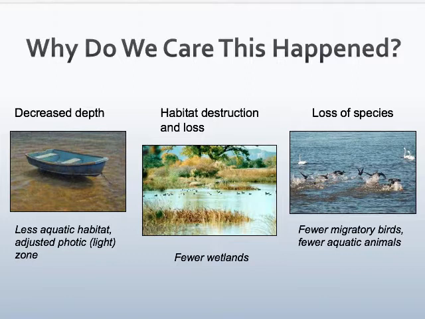So let's talk again about this mud. Remember why it matters in the first place. Too much mud in the bay means we have a decreased depth, we have habitat destruction and loss, and we have a loss of species. And all of these are ultimately going to result in problems for the balance of this ecosystem. And it's largely caused by humans and our activities.